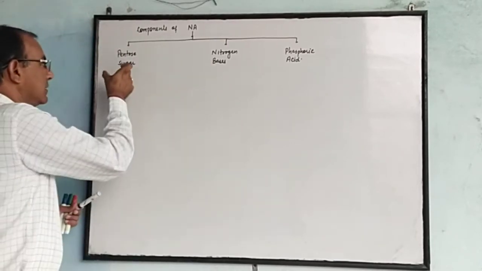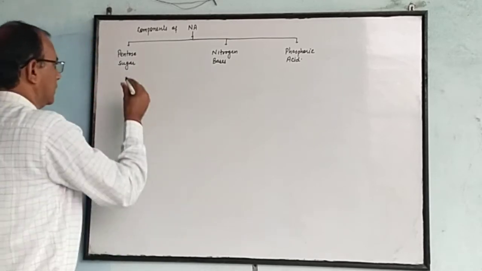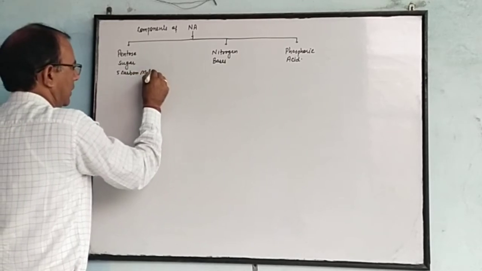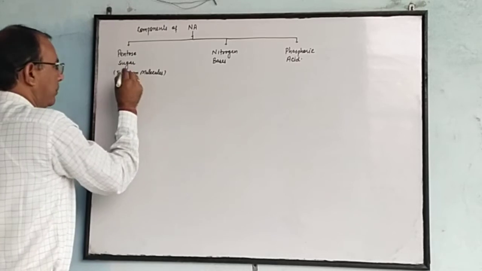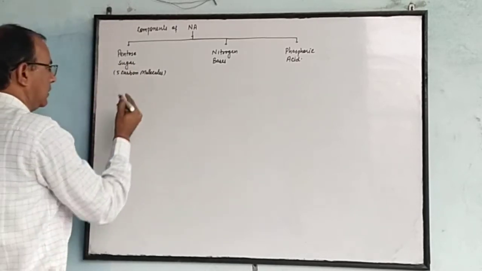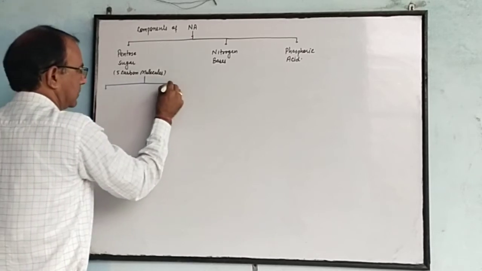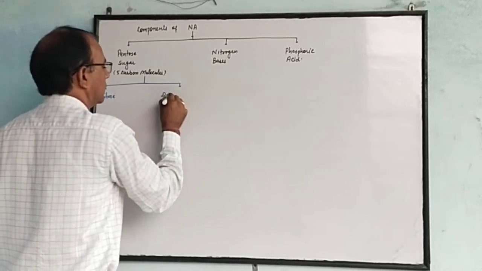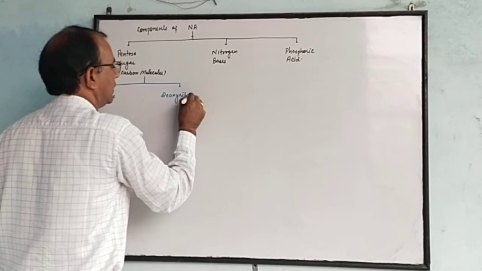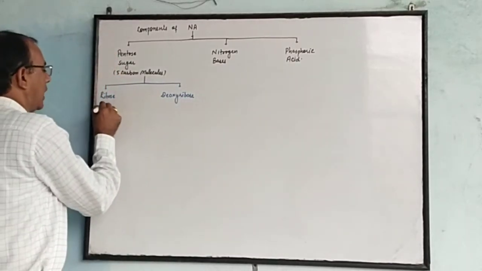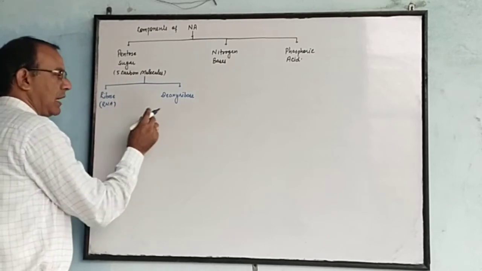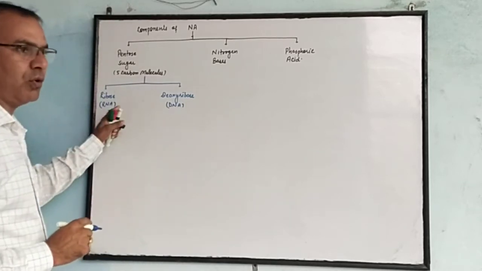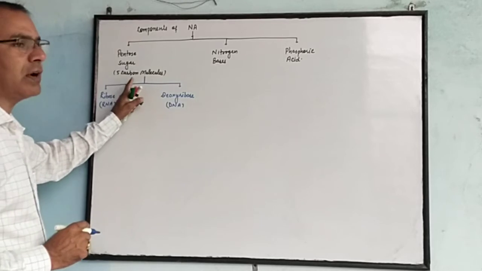Pentose sugar. What does it mean? It means it contains 5 carbon molecules. A compound which contains 5 carbon. Pentose sugar is of 2 types: ribose and deoxyribose. Ribose stands for RNA and deoxyribose stands for DNA. Whether it is ribose or deoxyribose, both contain 5 carbon molecules.